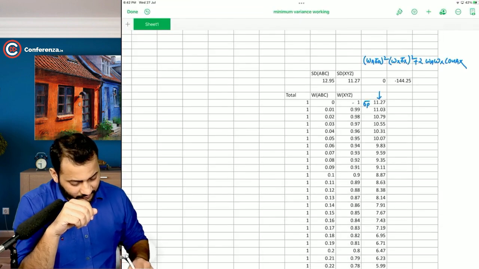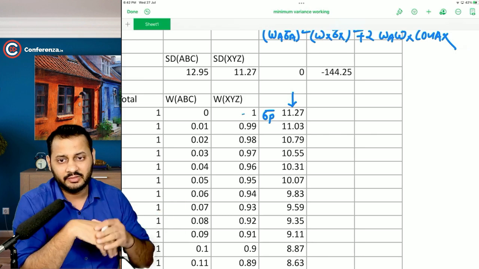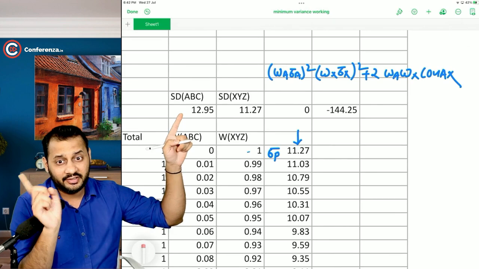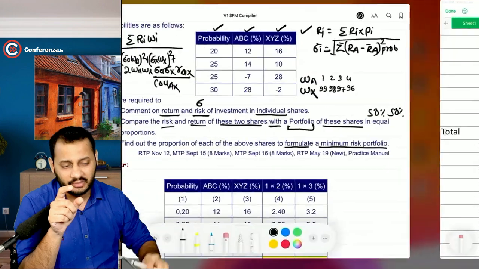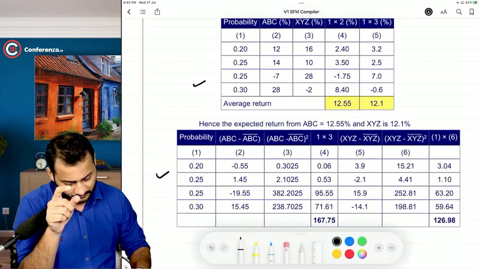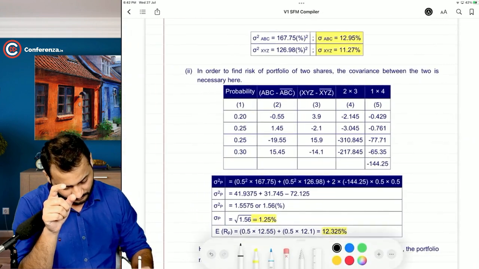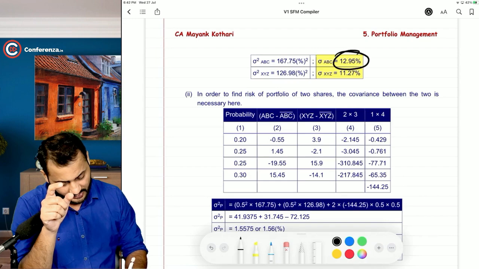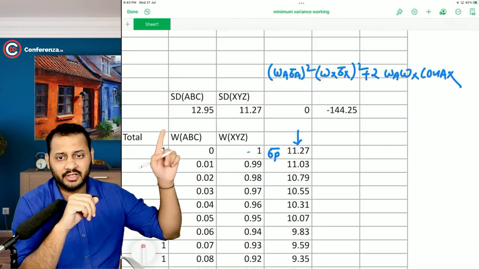So this is basically the working that I have already done in the Excel sheet so that we can save time. What I have done is I have taken the standard deviations that we calculated in the first part. For ABC, it is 12.95. For XYZ, it is 11.27. Yes, 12.95 and 11.27 are the standard deviations of both, so that's what we have taken here.